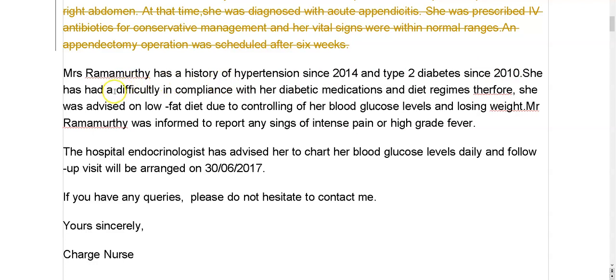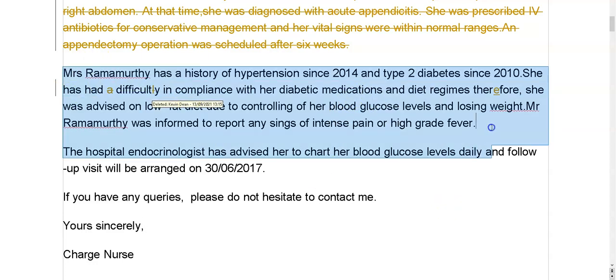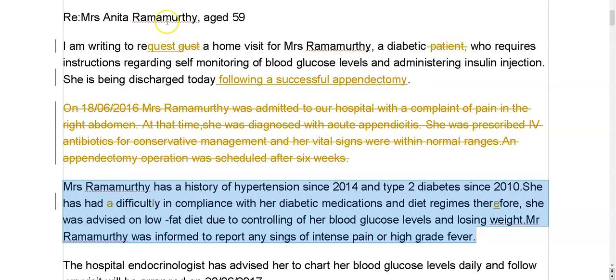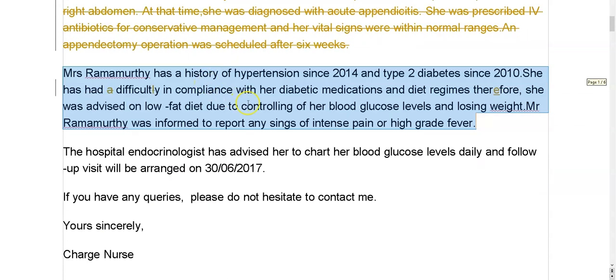She has had difficulty in compliance with her meds and regimes. Therefore, she was advised on the. Well, this paragraph should be a lot more. So the purpose, okay, home care visit, successful operation, we don't need that, but where's the rest of it?